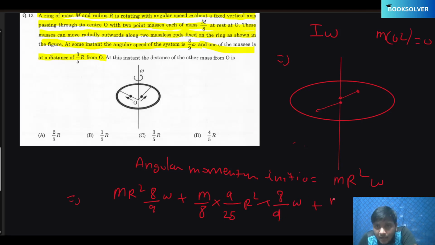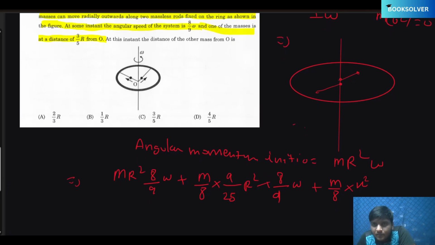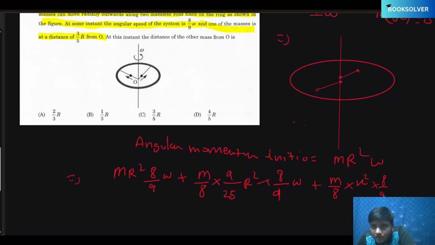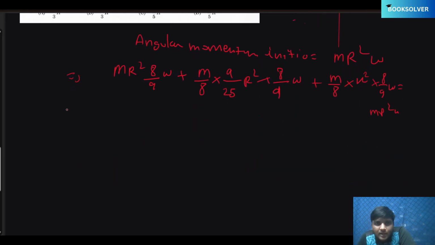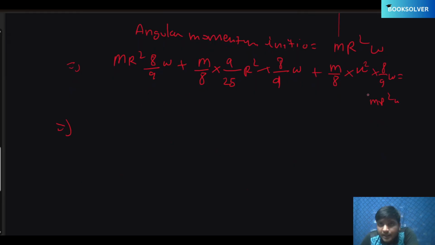plus the other mass, which is m by 8, at a distance of x r. Since they have asked for the answer in the form of r only, let's write the distance as n r, so n square r square, into 8 by 9 omega. Now this should ultimately be equal to m r square omega. So let's sum them all up. Taking m r square common, we'll find the value of n here.